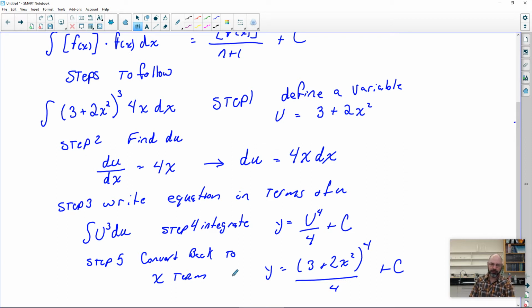Okay, so our steps are to find the variable, take the derivative of the variable and solve for du, and rewrite the equation in terms of u. Sometimes we have to do some manipulation. We didn't in that case because it worked out perfectly. Then do the integration and convert back to where we were.